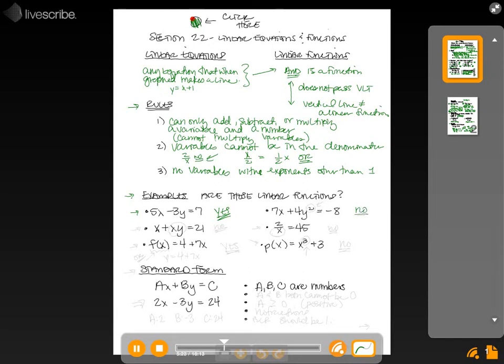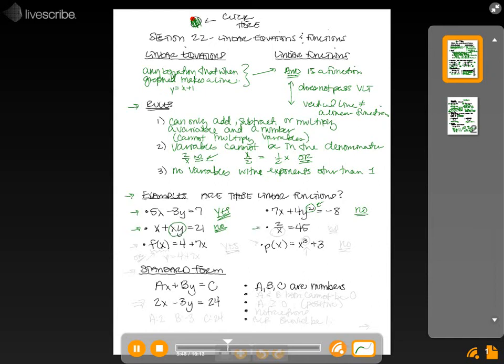The second one here, 7x plus 4y squared equals negative 8, is a no because of the exponent of 2. Exponents can only be 1 on these problems. Our third example here, x plus x times y equals 21. This one's also a no because you are multiplying variables together. That can't happen.